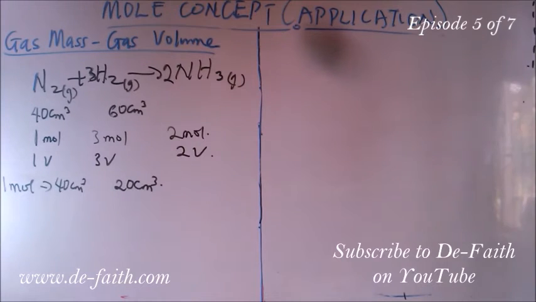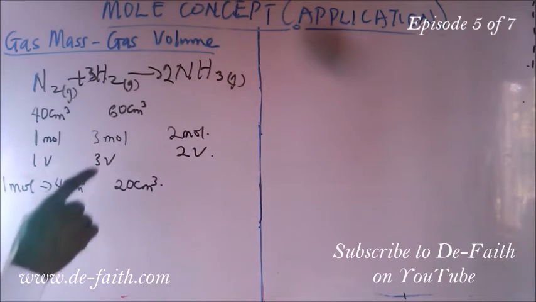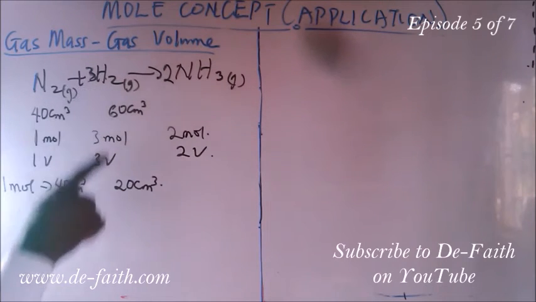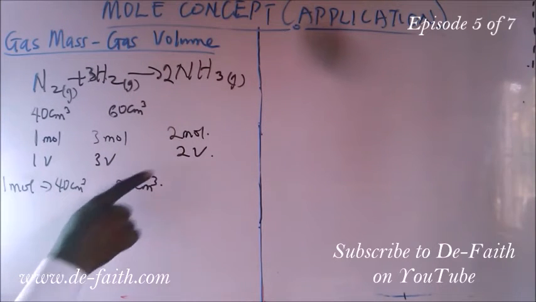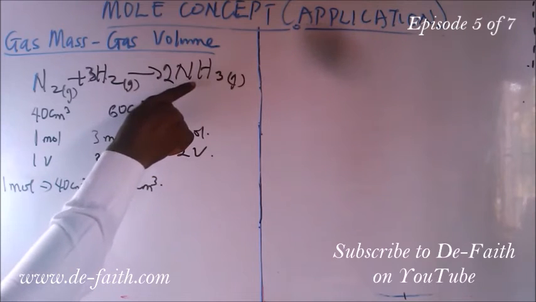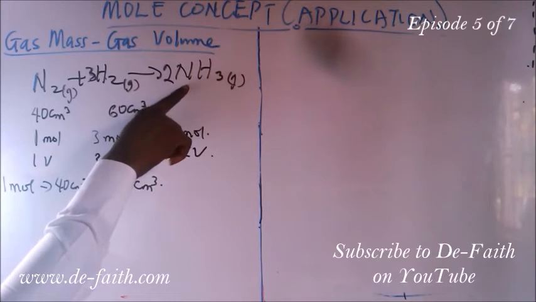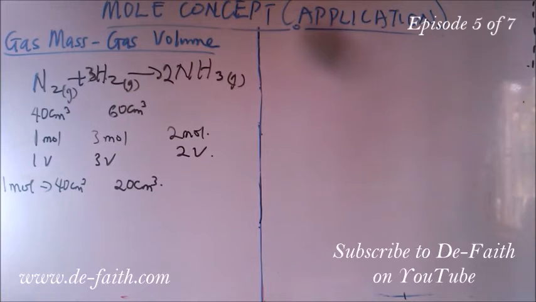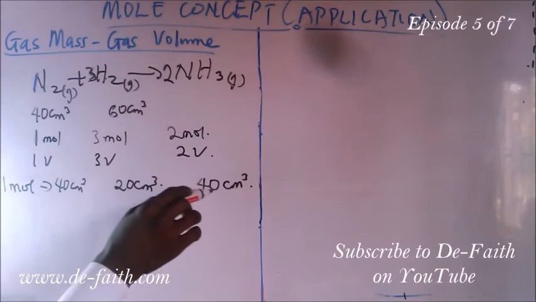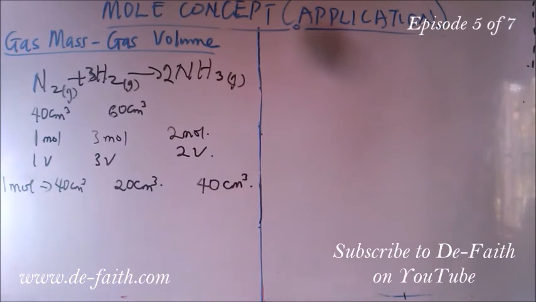With that, we can now say that for them to react in simple ratio, we are going to adopt the gas that has the lower volume per mole. That is what we are going to adopt. And what does that mean? We are not going to say that since 1 mole of hydrogen gas is 20, this is what we are going to use to determine the number of moles or volume of ammonia that we produce. So from here we have that 40 cm cubed will be produced of ammonia gas.